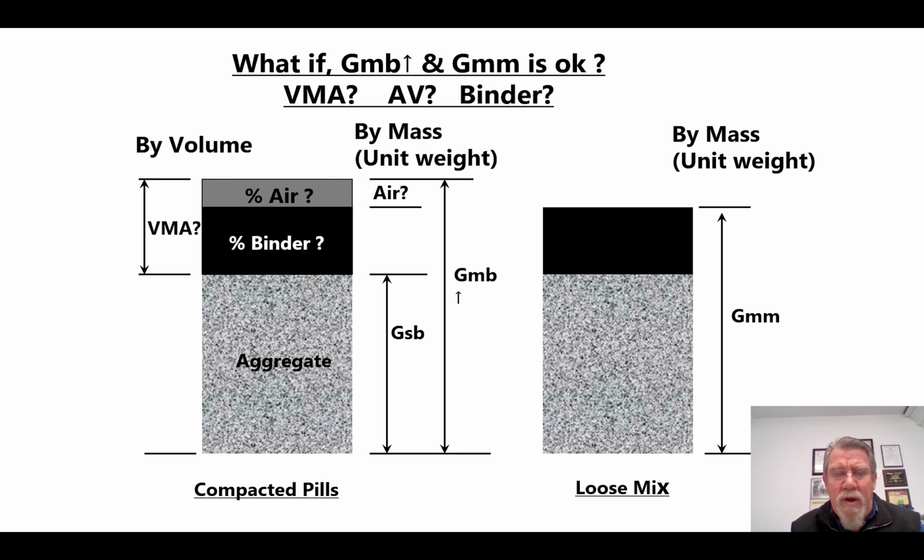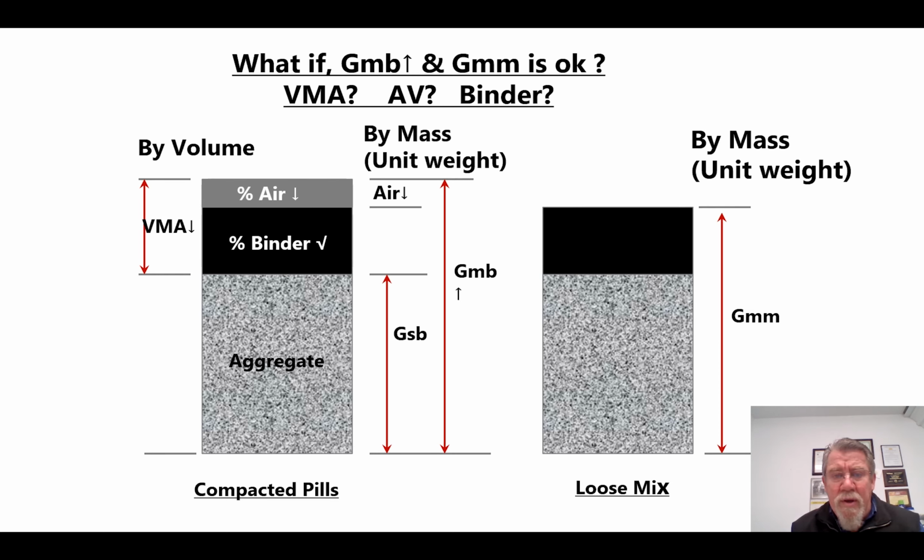The next few slides will discuss what happens when certain things happen. In this case, on this slide, what if GMB goes up? Your GMM is okay. How does that affect your VMA? How does it affect your air voids? And how does that affect your binder? So we'll have to discuss that, give it some thought, and take you to the next slide.